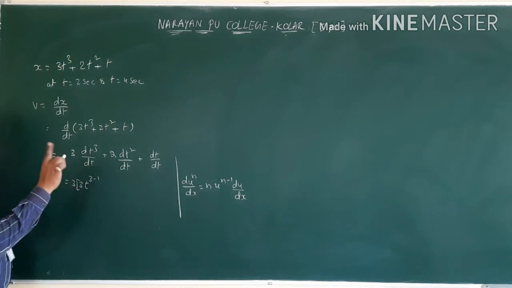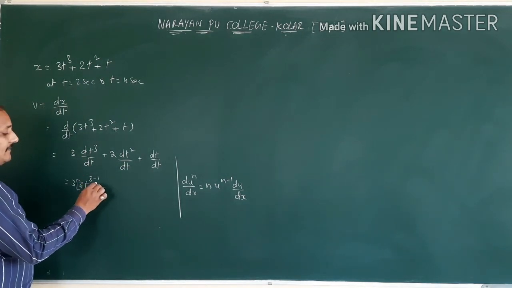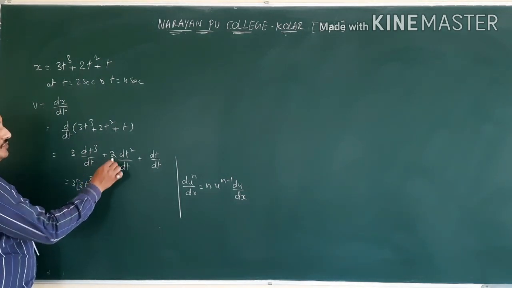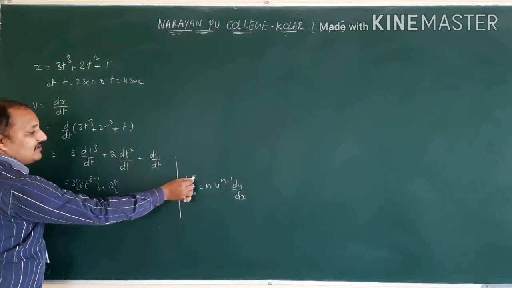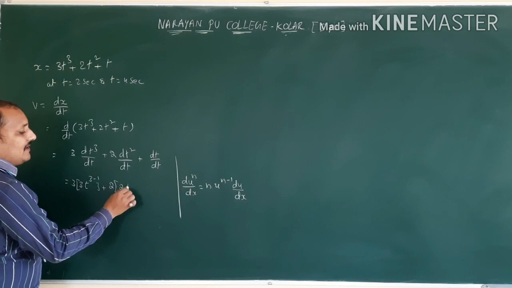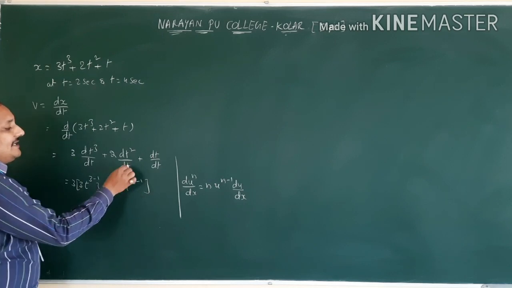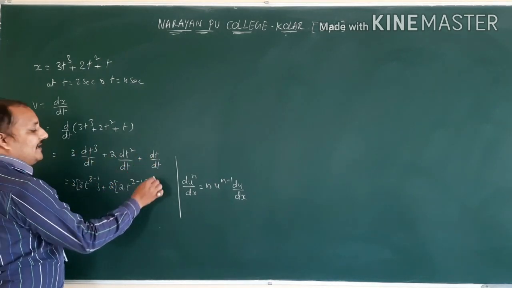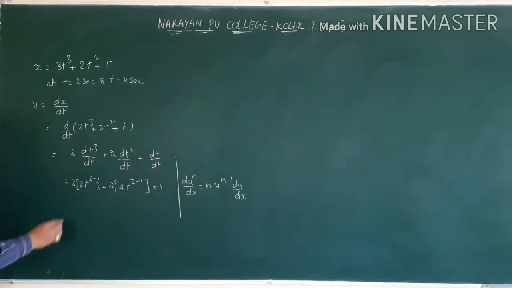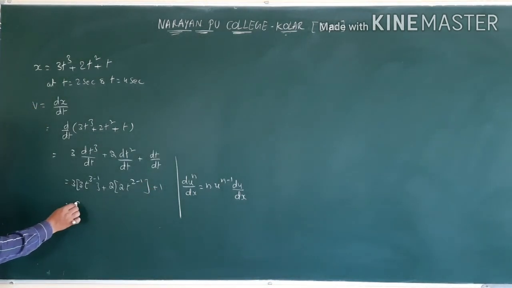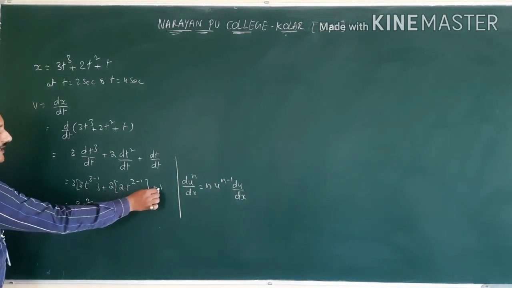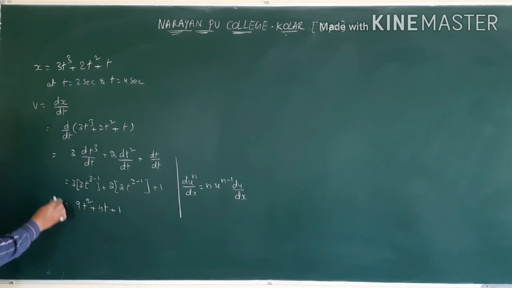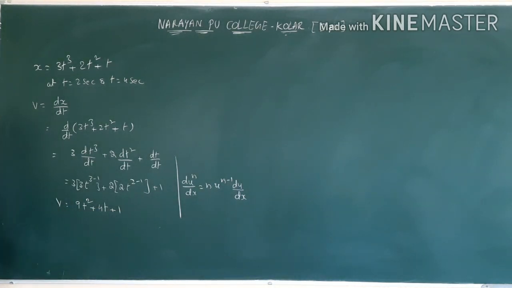dt by dt will become 1, plus 2 into, I am writing this 2 here. Now this 2, in place of n here 2 is there. 2 into t power 2 minus 1. dt by dt will become 1. dt by dt again it is going to become 1. So what is it going to become? 3 into 3, 9t square, plus 2 into 2, 4t, plus 1. So this is the velocity equation.